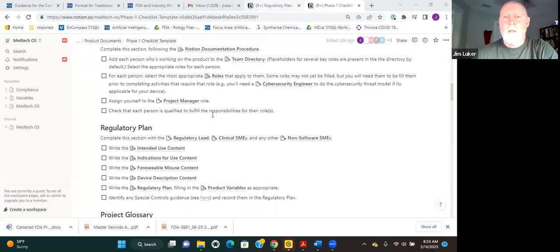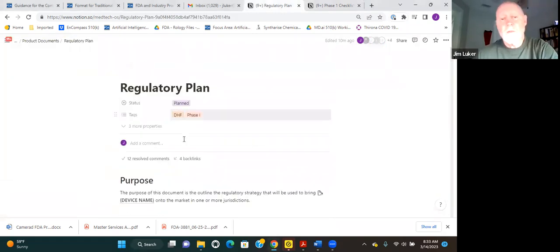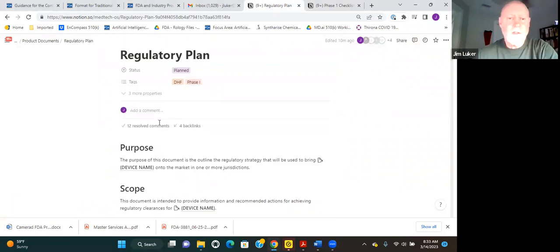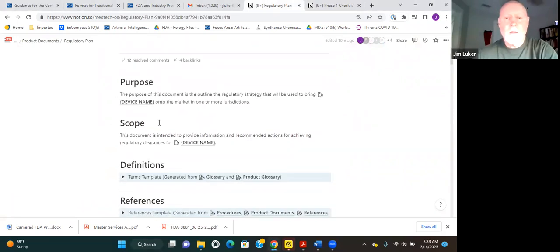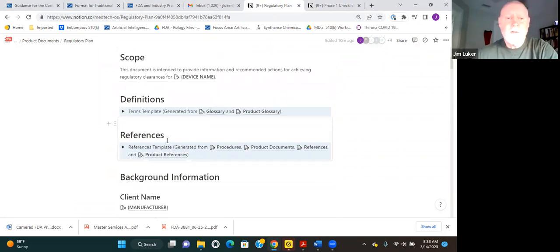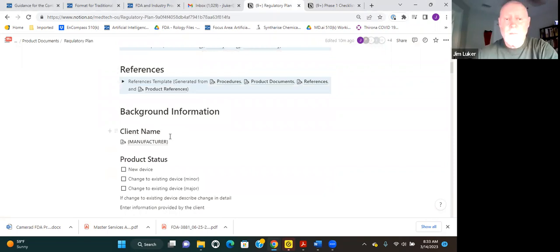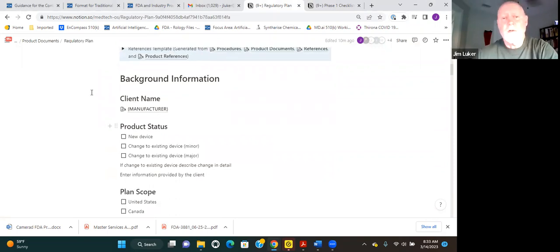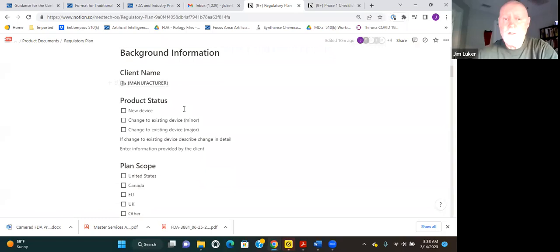Okay, so the regulatory plan has a few basic areas in the beginning: the purpose, which is regulatory strategy in this case; the scope, which almost always will be for a particular device; the definitions, references, and some background information. This is where the meat really starts. So the client name comes from the product variables and will feed in when it's exported.